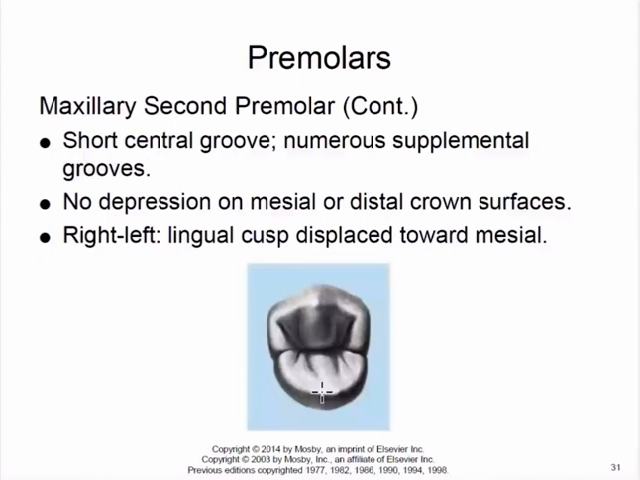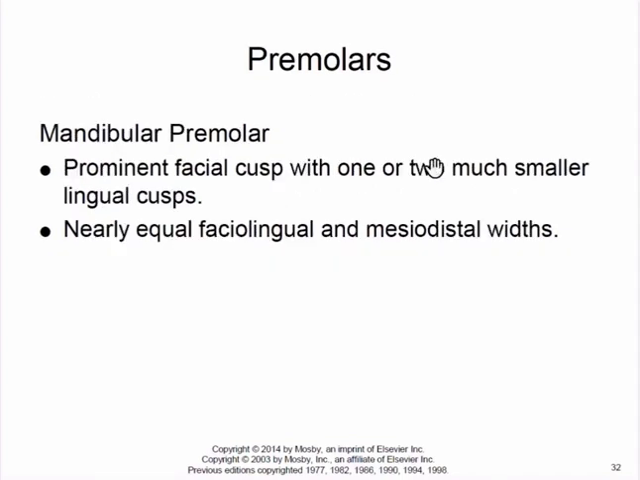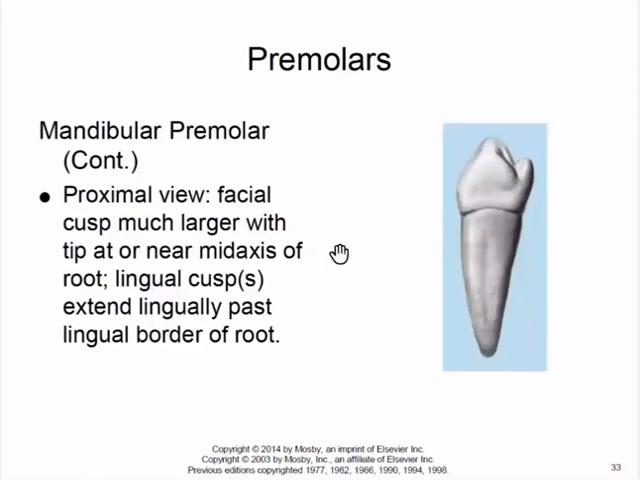Okay. The mandibular premolars, we have two cusps, lingual and buccal, and the lingual cusps are much smaller in size. These are called non-functional cusps. And the mesiodistal and buccolingual dimensions are mostly the same. We have a square shape, square to round shape.